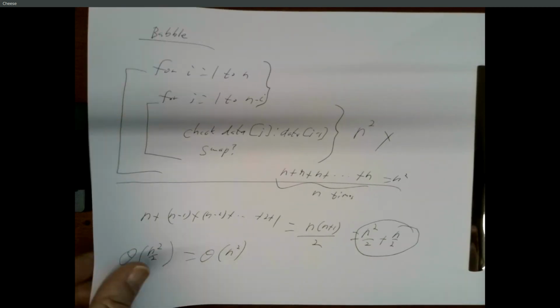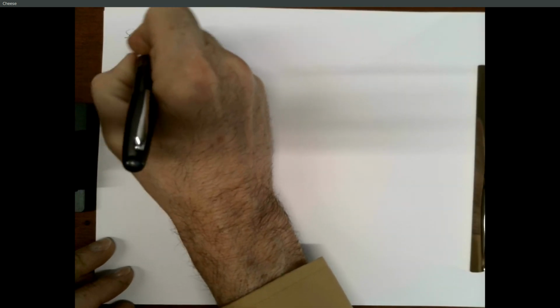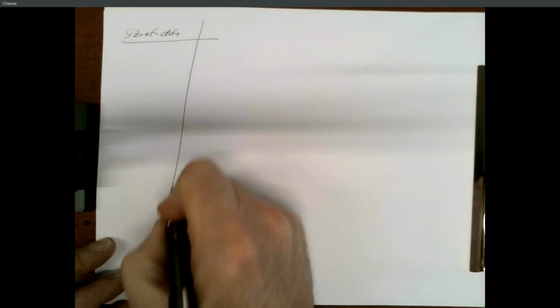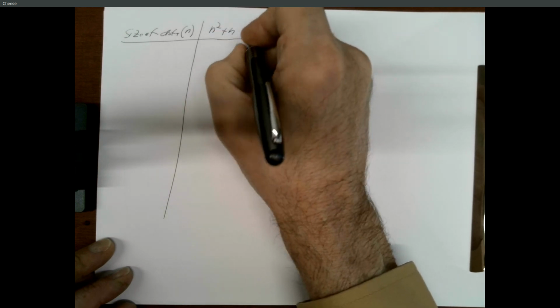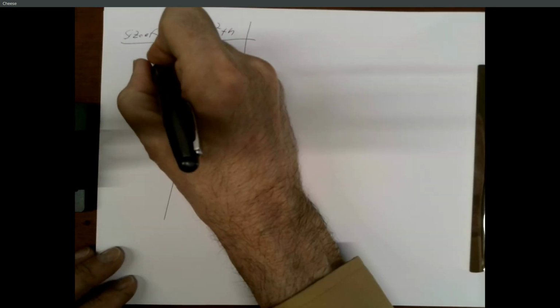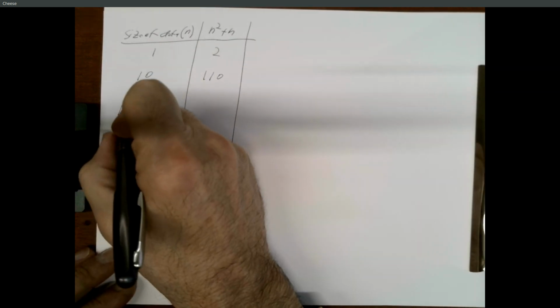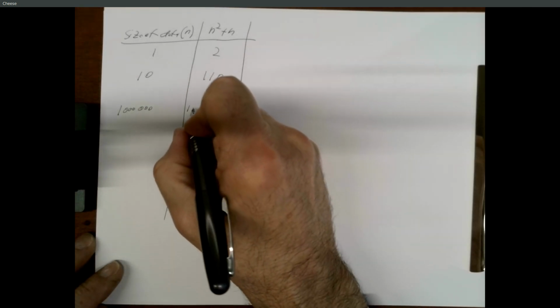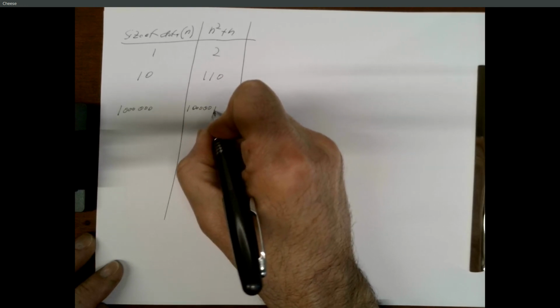And let's look at one more. It's the size of data. That's n. Let's look at n squared plus n. So n is 1, n squared plus n is 2. N is 10, n squared plus n is 110. N is 1,000,000. This is this number.